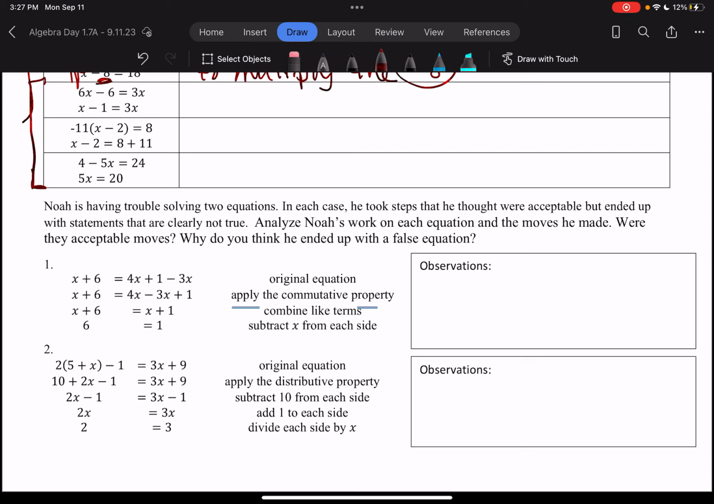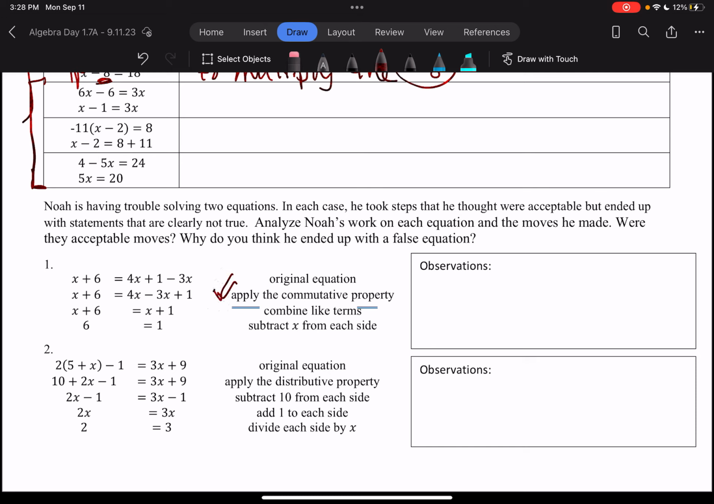Okay, and then in the next equation, it looks like he reordered these parts right here because of the commutative property, right? So it says he applied the commutative property and he kept the sign with the 3x. So far we have legal moves, right? That looks good so far. So I'm going to say yes, check.